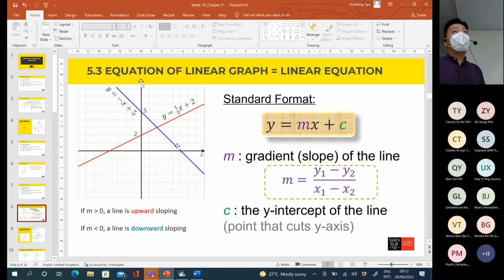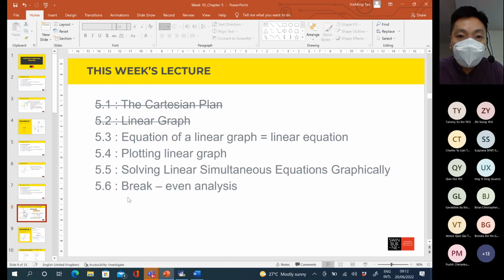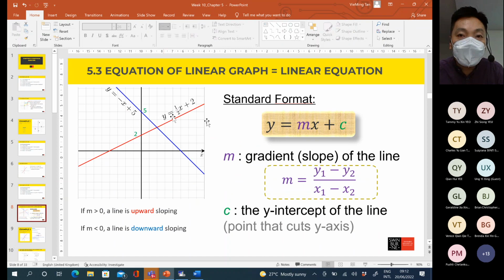C here is the intercept. C is the point whereby the linear line will pass through the y-axis. For instance, for this red line, the C value is 2. So that means this line will pass through the y-axis at the point where x equals 0, y equals 2, which is here.